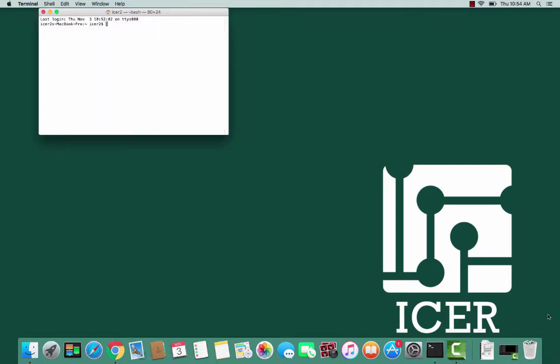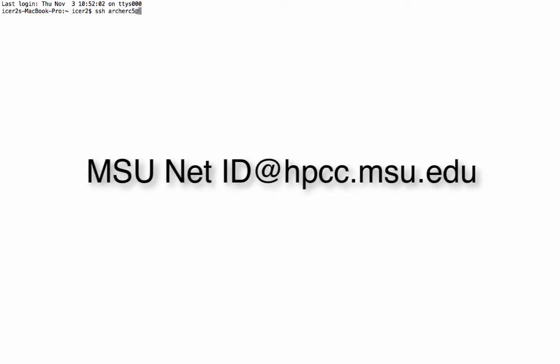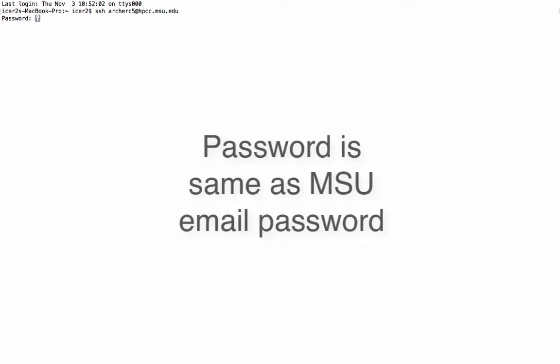Once your terminal is open, type ssh space followed by your MSU NetID at the domain name hpcc.msu.edu. Next, enter your password. This will be the same password you use to access your MSU email. Note here, when you're entering your password, you won't see the prompt move. That's okay. It's still accepting the characters you're entering.